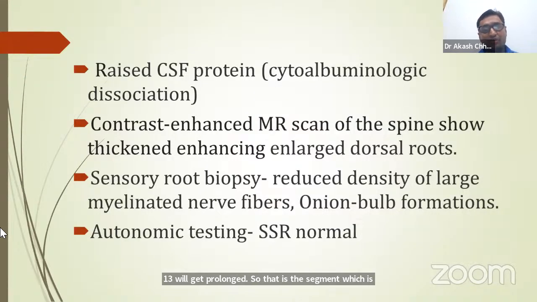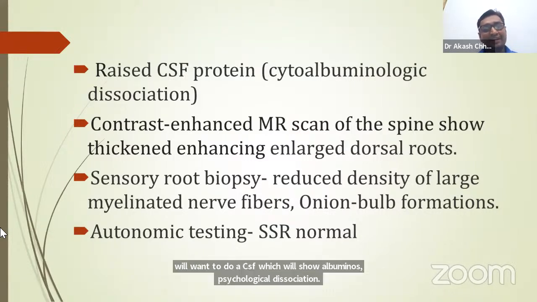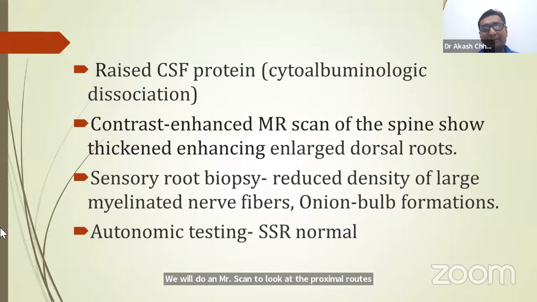The same studies which we do for CIDP, we will want to do a CSF which will show albuminocytological dissociation. We will do an MR scan to look at the proximal roots, which will show thickening and enhancement. Very less frequently we do a sensory root biopsy, but it was studied in this study, and they showed onion bulb formation, which is suggestive of demyelination and remyelination going on due to the chronic immune process. And they show reduced density of large myelinated nerve fibers. Autonomic testing was done and it was normal, as it is supplied by small fiber.